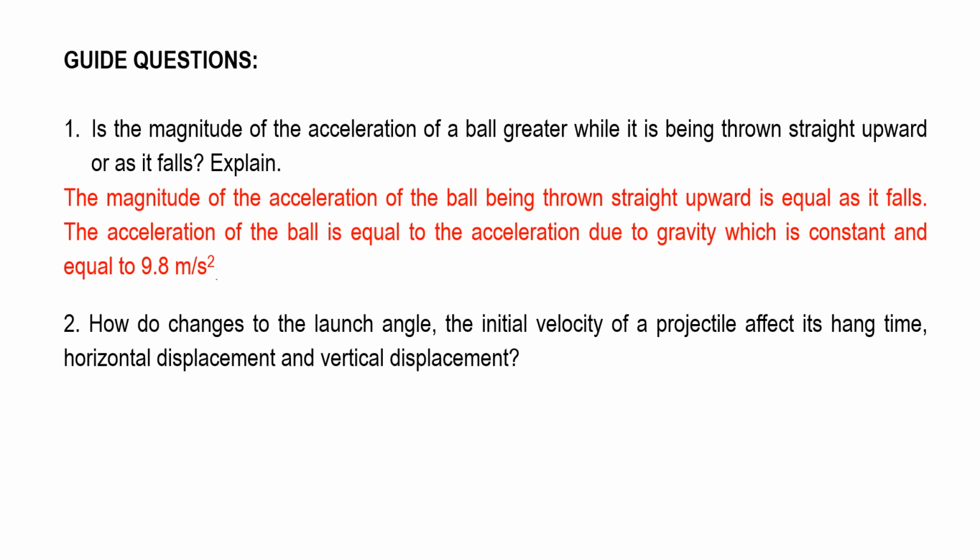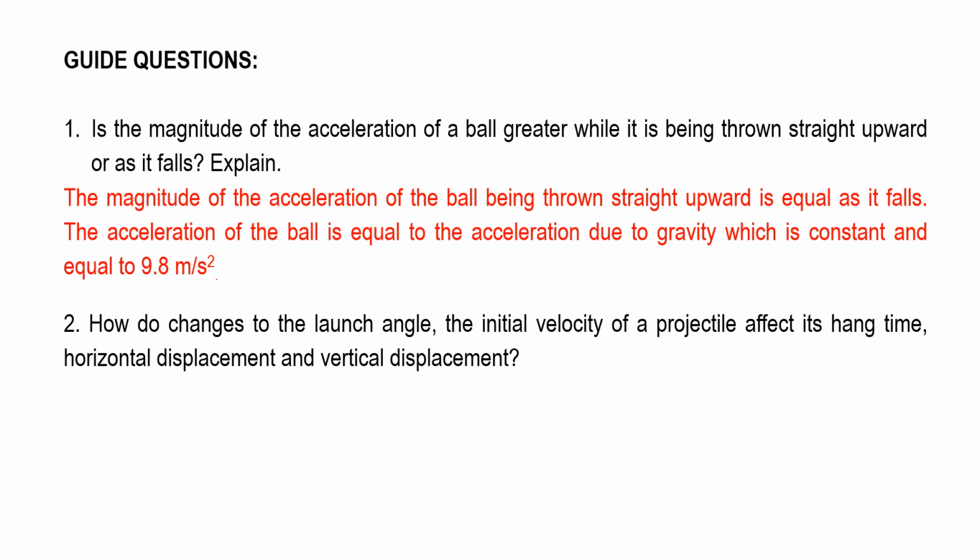There are two guide questions. The first is: is the magnitude of the acceleration of a ball greater while it is being thrown straight upward or as it falls? Explain. So the first question is actually about free fall motion, in which we are referring to the acceleration due to gravity. So the magnitude of the acceleration of the ball being thrown straight upward is equal as it falls. And that acceleration is equal to the acceleration due to gravity, which is constant, and that is equal to 9.8 meters per second squared.